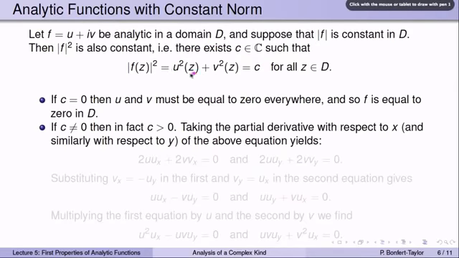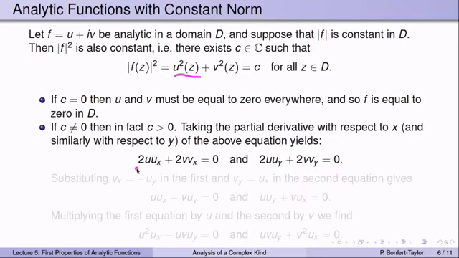How do you find the derivative with respect to x of u squared of z? u squared of z is the composition of two functions. It's the function u of z composed with a function that squares. The derivative of that by the chain rule is 2 times u of z, and then times the derivative of u itself, which is ux, because we're taking the derivative with respect to x. So the derivative of u squared of z with respect to x is 2uux. Similarly, the derivative of v squared of z with respect to x is 2vvx. And on the right-hand side, the derivative of a constant is 0.